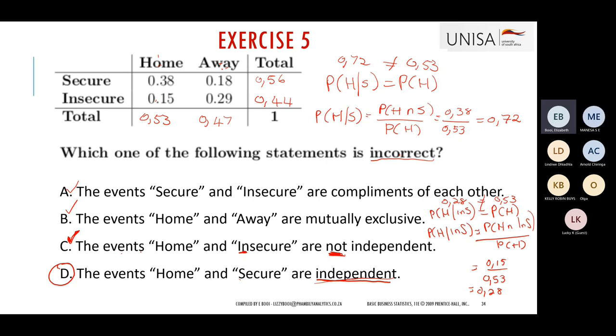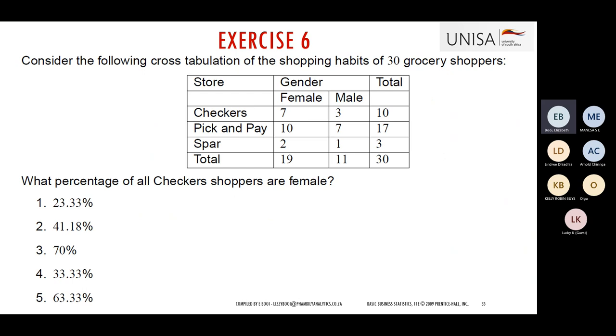Nine minutes left. Let's see if we can look at one last question. Sometimes they will give you events in a contingency table. Consider the following cross-tabulation of the shopping habits of 30 grocery shoppers. They shop at different stores and by gender, male or female. What is the percentage of Checkers shoppers? What percentage of all Checkers shoppers are female? So what they are asking you is to calculate the probability of Checkers and female, and that is observations satisfying divided by the grand total.